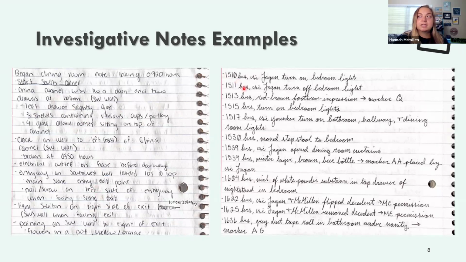So we can see what another examiner was saying. Okay, 15:10 hours, CSI Fagan turned on bedroom light. 15:11 hours, CSI Fagan turned off bedroom light. 15:13 hours, red brown footwear impression, marker Q. And this is placed by that examiner specifically. 15:15 hours, turn on bedroom lights. 15:17 hours, CSI Yonker, turn on bathroom, hallway, and dining room lights.